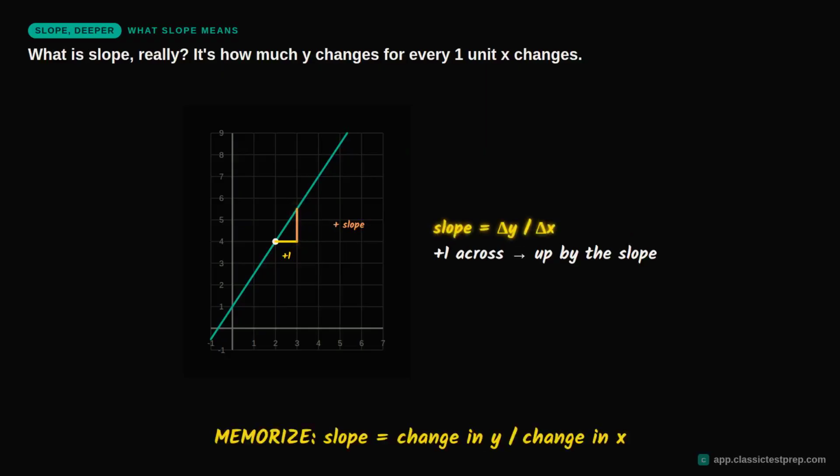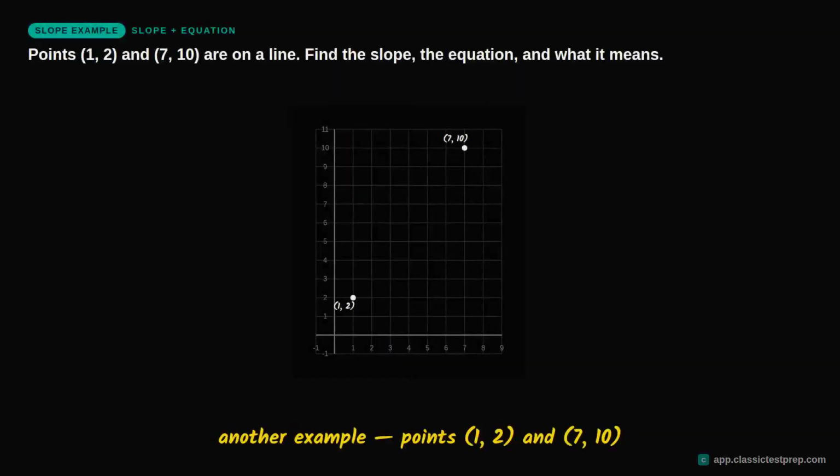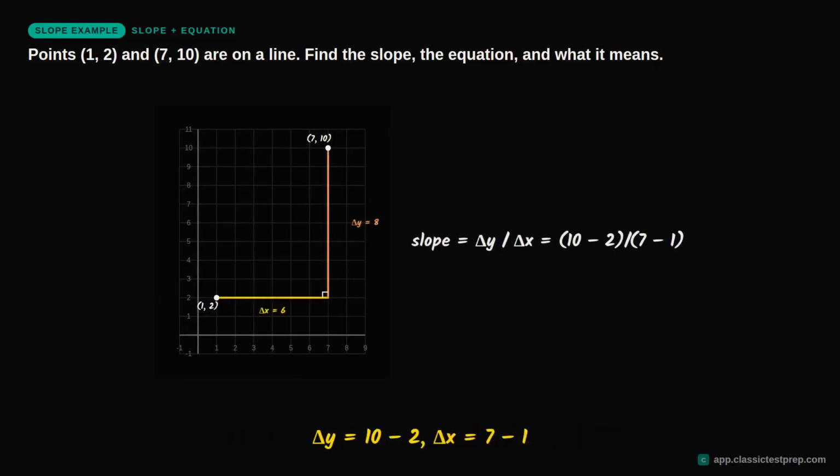Change in y over change in x. And let's review once again what that means with another example. Let's say we're told that 2 points, (1, 2) and (7, 10), are on the same line, and we're asked to find the slope of that line.